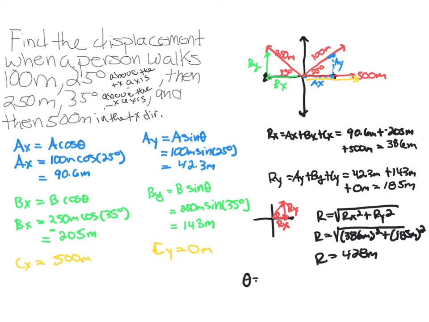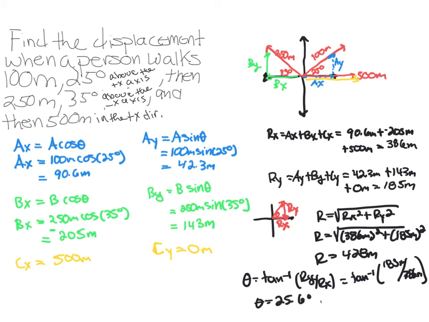And then to find the direction, we're going to use inverse tangent of Ry over Rx. So I'm going to take the inverse tangent of 185 meters divided by 386 meters. So inverse tangent, 185 divided by 386, and that gives us 25.6 degrees. And that is going to be above the positive x-axis.